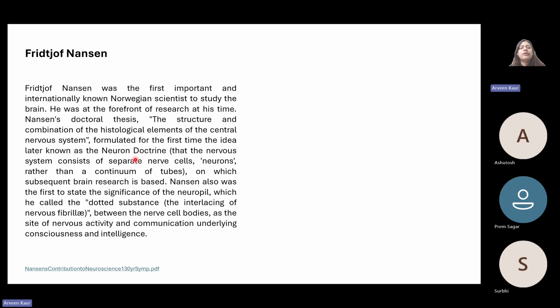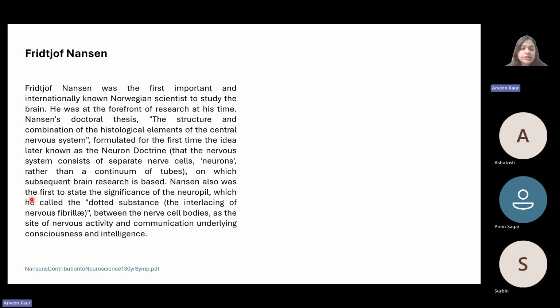Right? So we commonly say that Hall was the person who basically formulated neuron doctrine, but at least in this reference by FENS, it was said that he was actually the first known person who supported this neuron doctrine, right? What it said was that the nervous system consists of separate nerve cells called neurons rather than a continuum of tubes, on which a subsequent brain research is based.